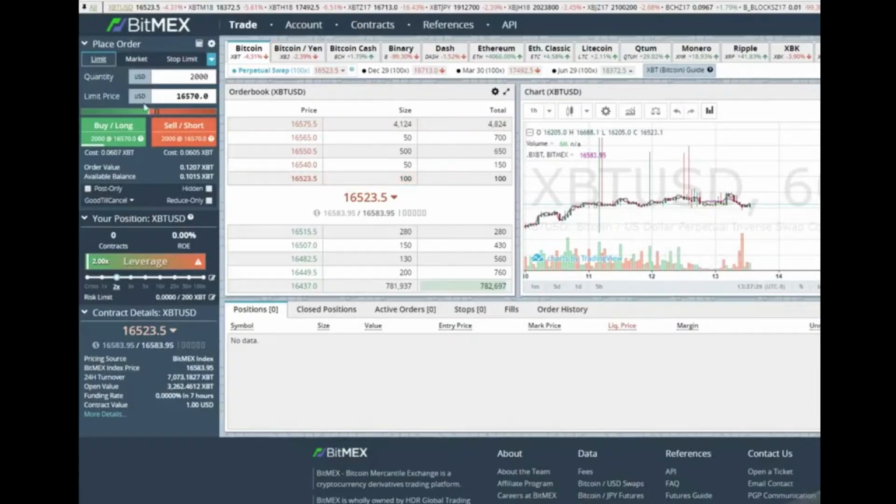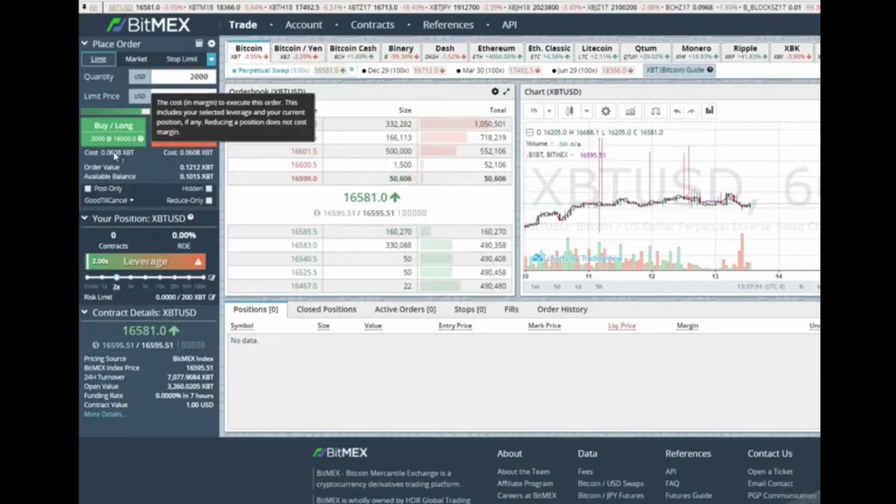And so there's 2 different ways to do it. You can put in a limit order. So say, I think Bitcoin's going to drop to 14,000. I can put in this limit order, and when it gets down to 14,000, if Bitcoin hits there, it will open my long position. That's one way to trade. Right now, we're just going to do a market trade. So to open a long at market value, we're going to need to put in the price above the current contract price. So we're going to put it in at 16,500.